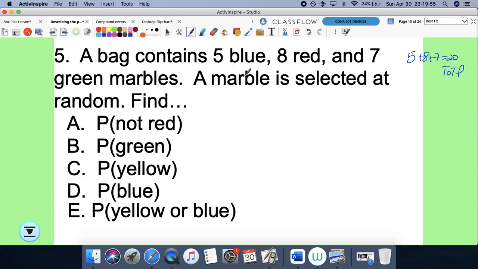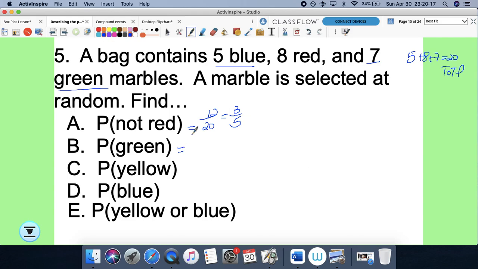So you're going to put your hand inside the bag and take one. What's the probability of getting not red? So P of not red. If you get blue, it's okay. If you get green, it's okay. So you have a 12 out of 20 chance. And you always simplify. This will be 3 out of 5.